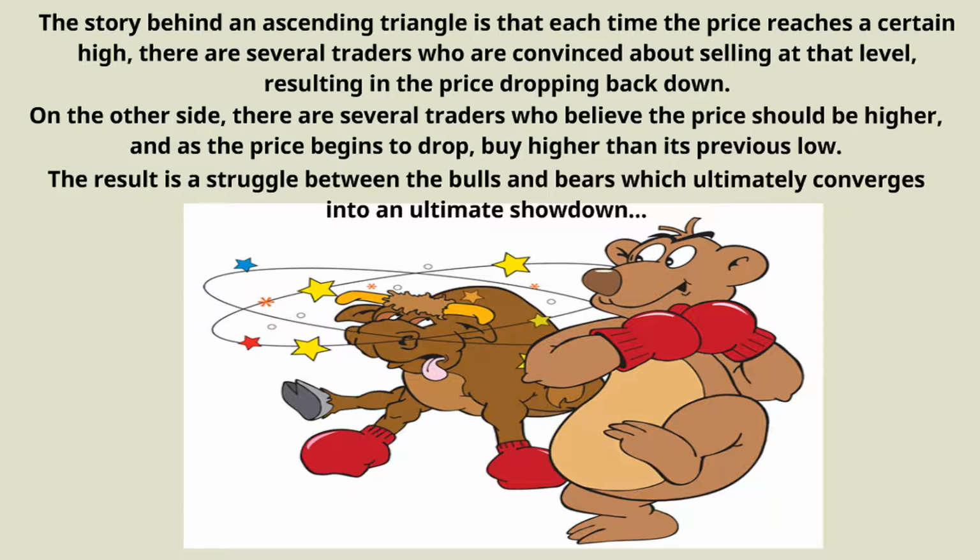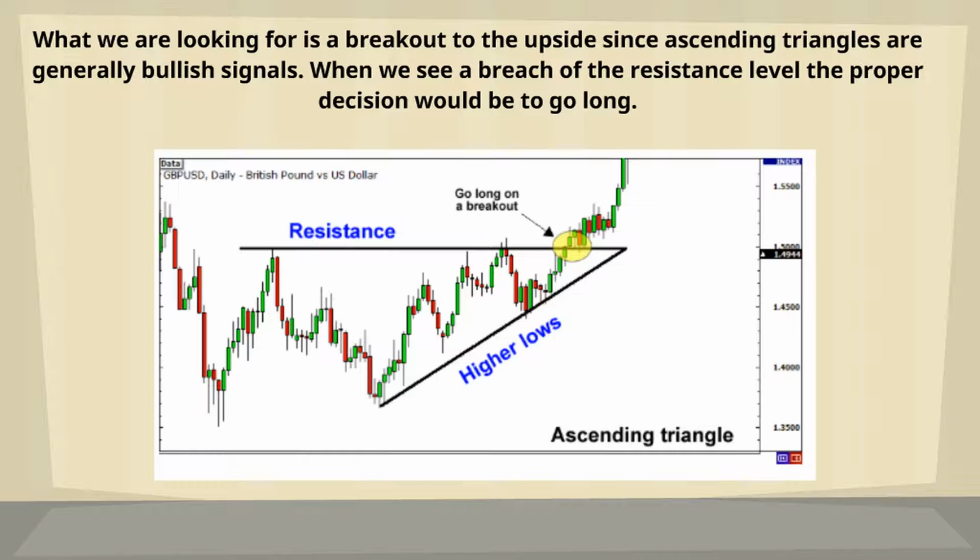On the other side, there are several traders who believe the price should be higher, and as the price begins to drop, they buy higher than its previous low. The result is a struggle between the bulls and bears which ultimately converges into an ultimate showdown. What we are looking for is a breakout to the upside, since ascending triangles are generally bullish signals. When we see a breach of the resistance level, the proper decision would be to go long.